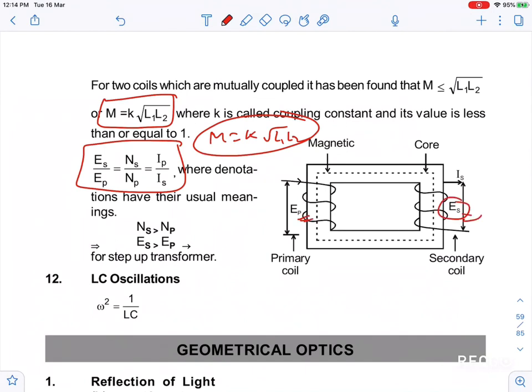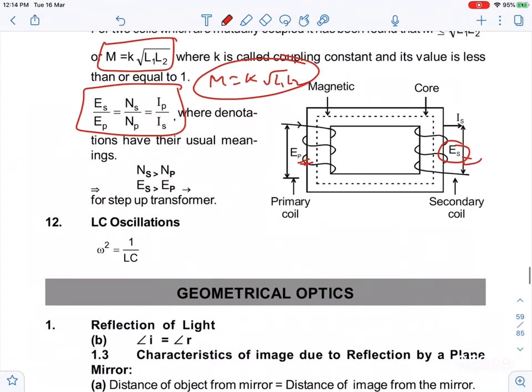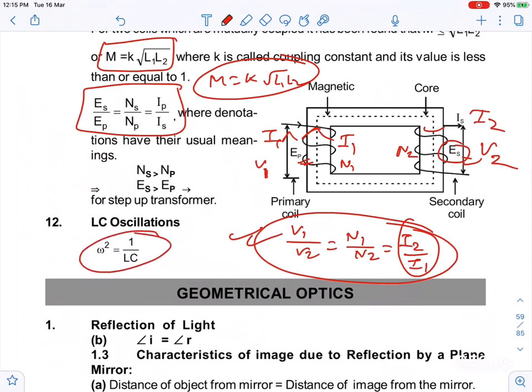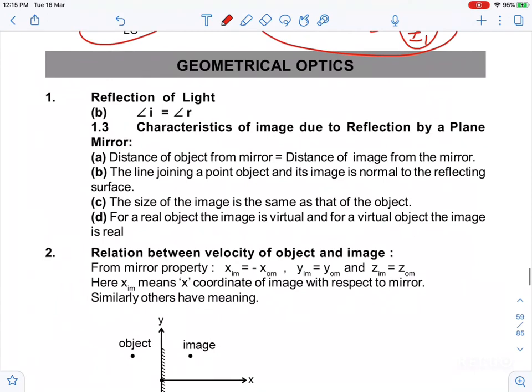Transformer: this is the number of turns in the primary side and the number of turns in the secondary. S stands for secondary, P stands for primary. So I am writing V1 in primary, V2 in secondary, current I1 in primary, I2 in secondary, and number of turns N1 in primary, N2 in secondary. So I can write V1 by V2 is equal to N1 by N2 is equal to I2 by I1. You have to keep this result in mind: voltage and number of turns are directly in the same ratio, and current is in inverse ratio.